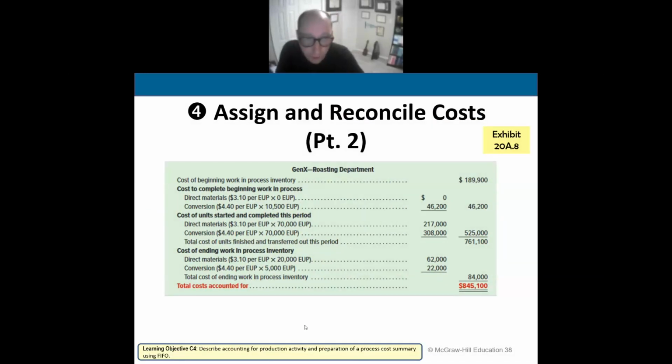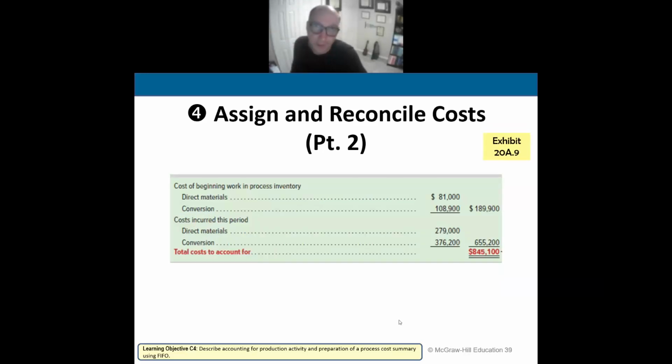Then, of course, we reconcile, just as we did before. Take the beginning work in process inventory plus the cost to complete beginning work in process inventory, plus our total cost of units finished and transferred during the period, plus our cost of ending work in process inventory, to equal the total cost accounted for.